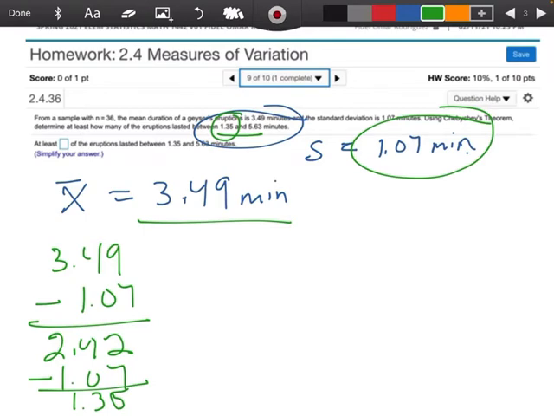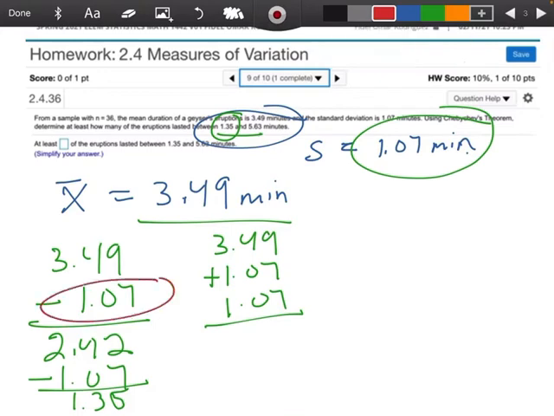So I'm going to do the same thing, 3.49, and what I'm going to do now is add 1.07, and I'm going to do it twice. The reason I'm going to do it twice is because we subtracted it twice to give me my lower number. Then I should have to add it twice to get to that one right there.